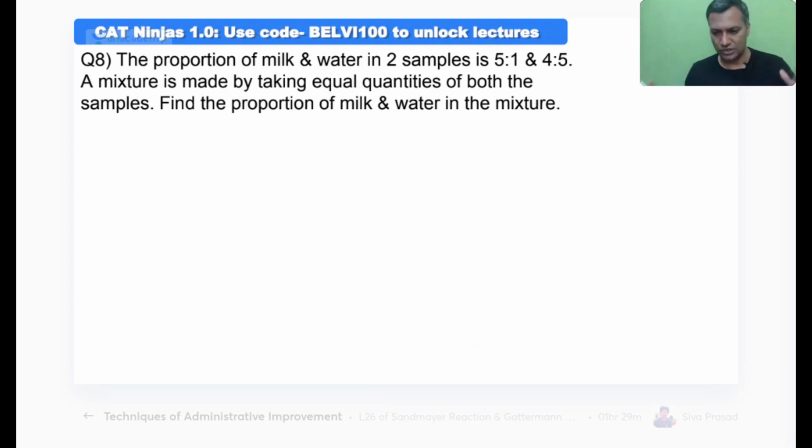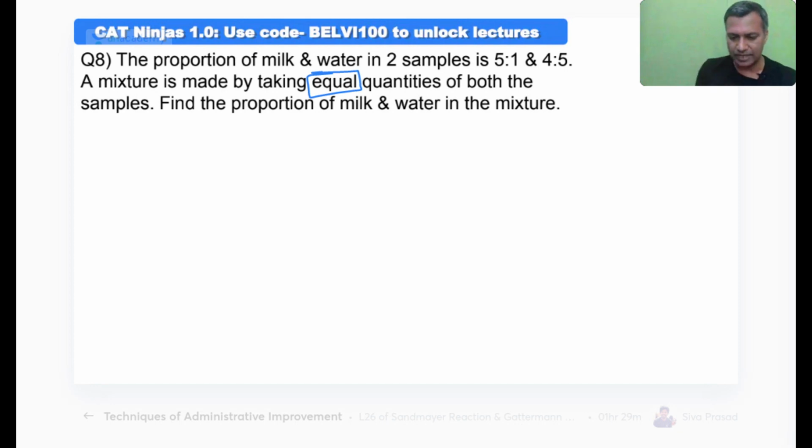Here we go with another concept of equal. Just to check how we can do this faster. Again, the first concept of LCM comes into the picture. Do this question alongside me. The proportion of milk and water in 2 samples is this and this. Very simple. A mixture is made by taking equal quantities of both the samples. The proportion of milk and water in the mixture formed will be how much?